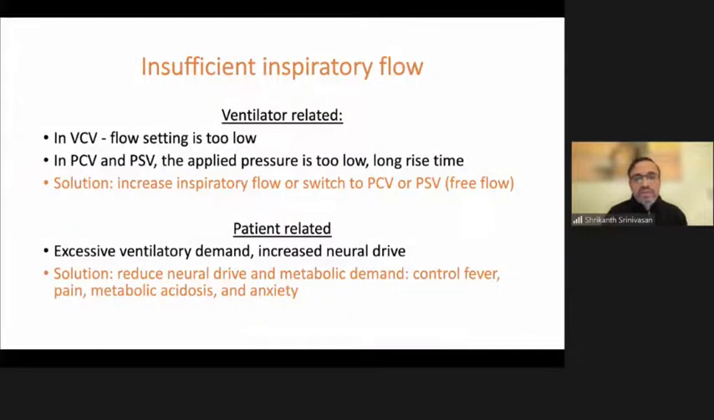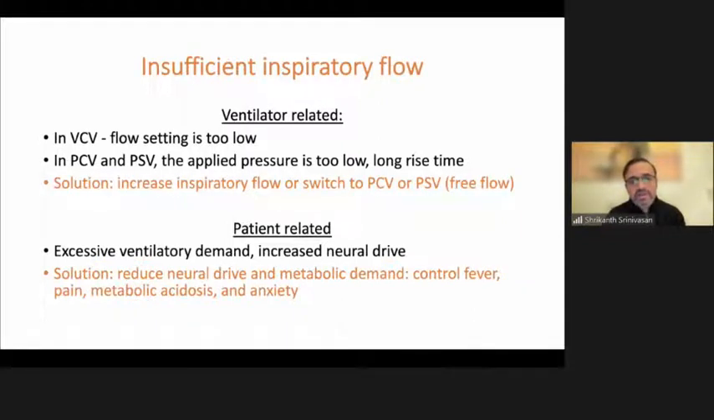So when you talk about causes, it could be ventilator related or patient related. Ventilator related: in volume control ventilation, the flow is set too low. In pressure control and pressure support, the applied pressure is too low and the rise time is too long. So obviously the solution is to increase the inspiratory flow, switch to a pressure mode and reduce the rise time.